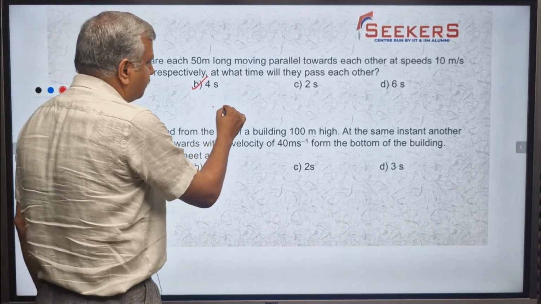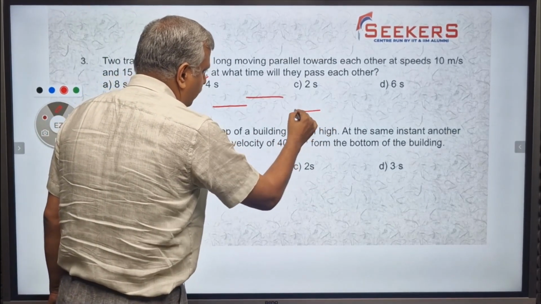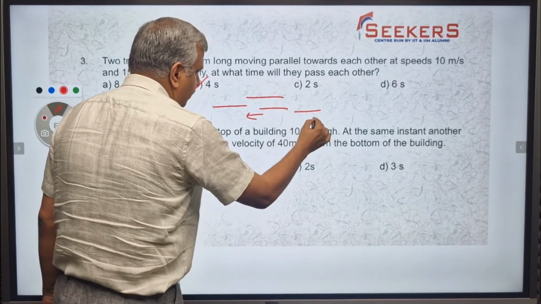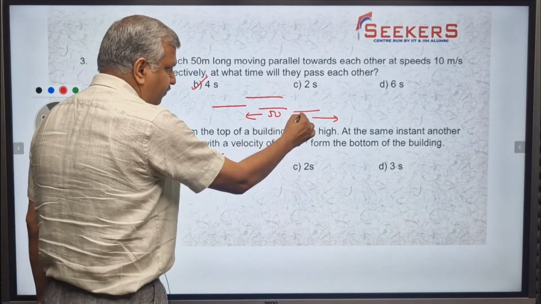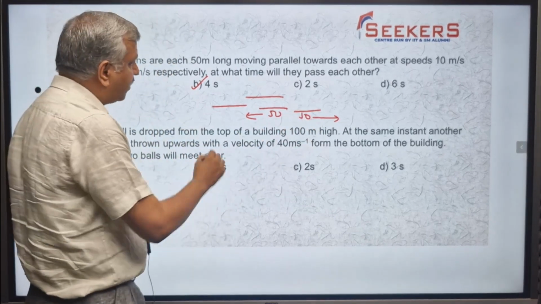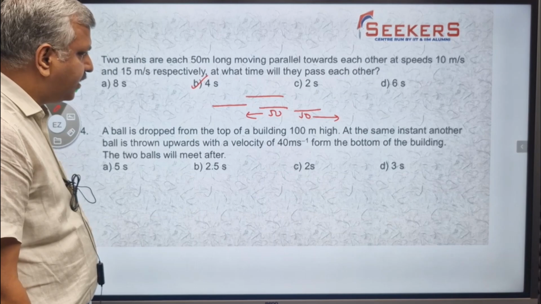Okay, here passing means what? This is train 1, this is train 2. When they have reached this particular configuration, that means they have passed each other. So the total distance is 50 here, 50 here. So 50 plus 50 is 100. So 100 by 25.